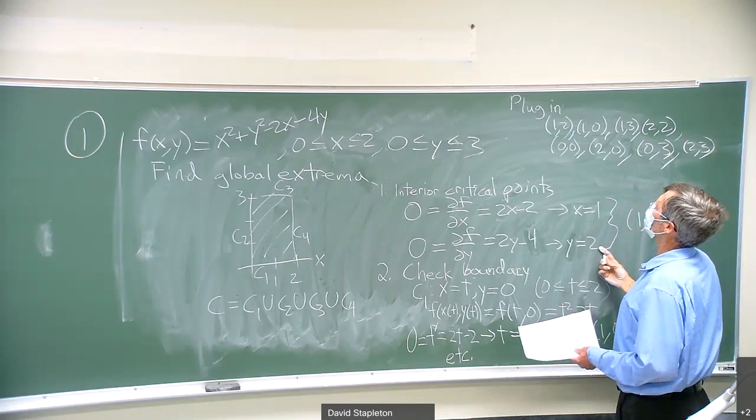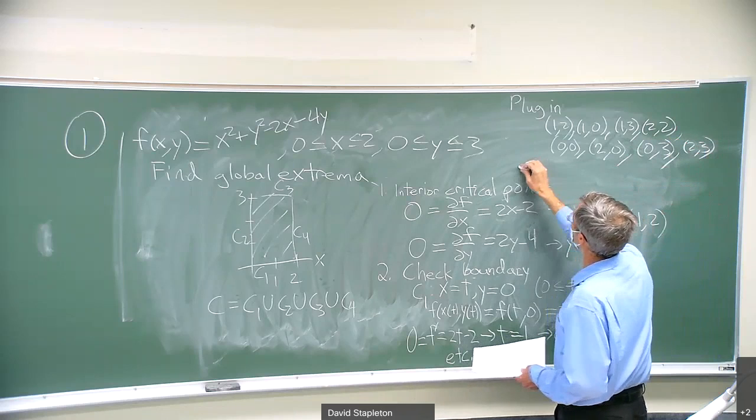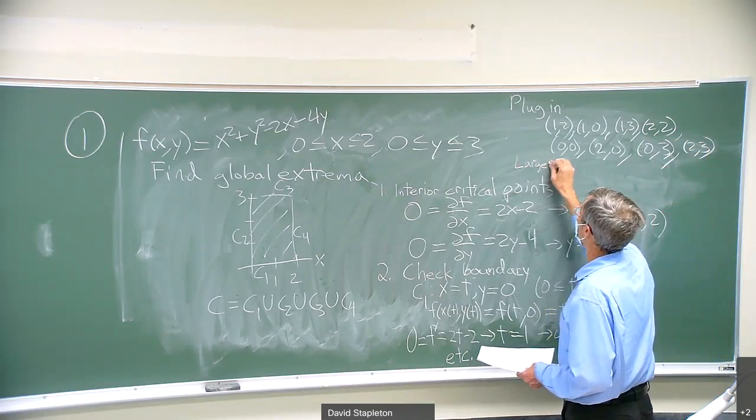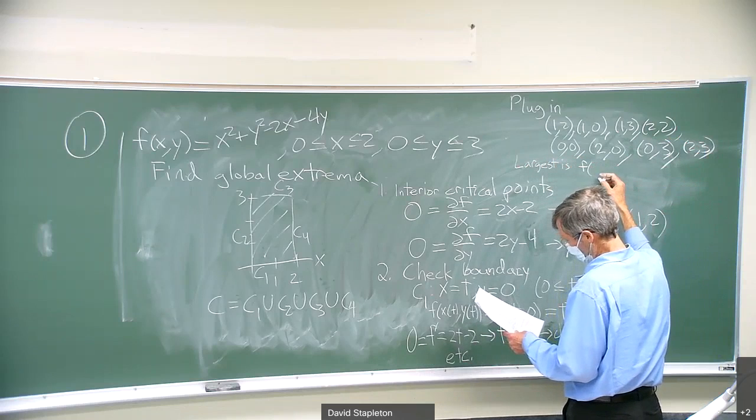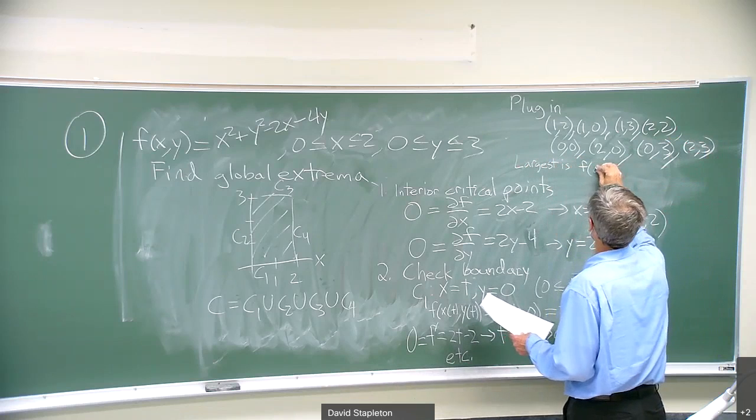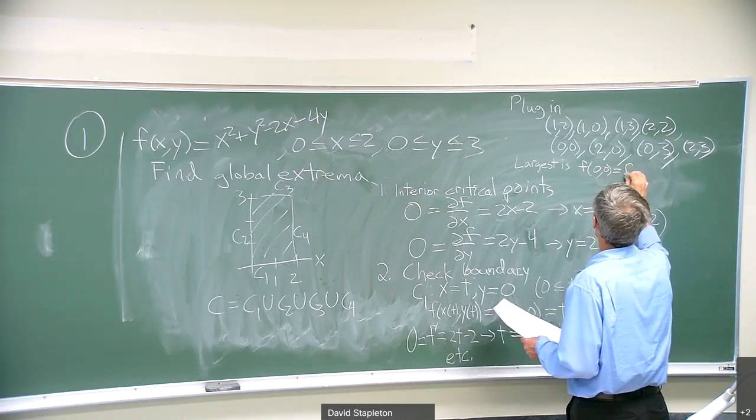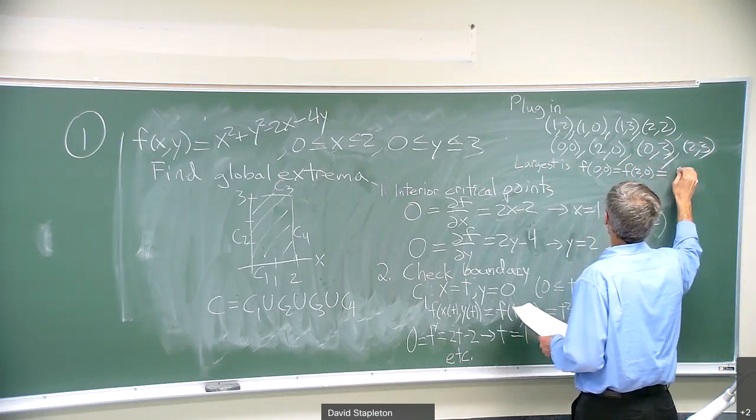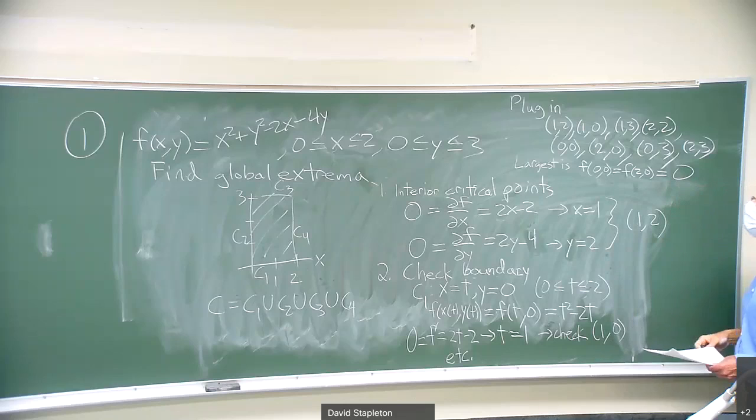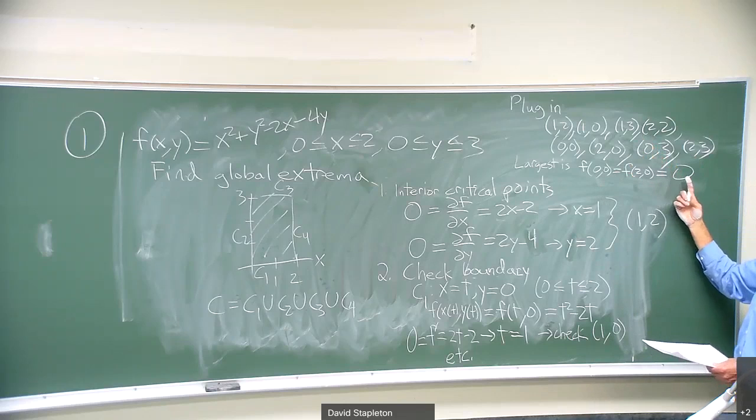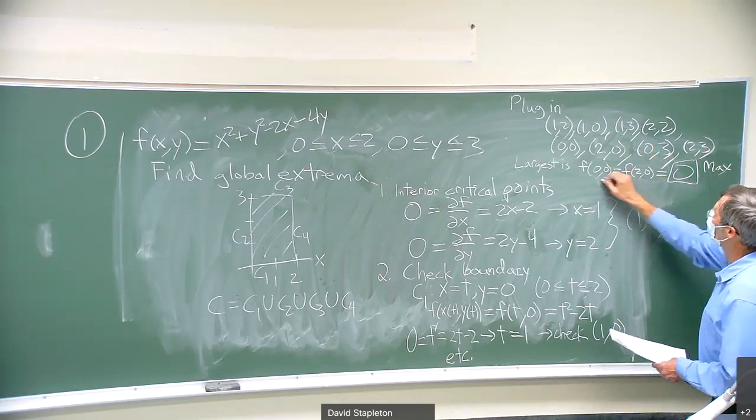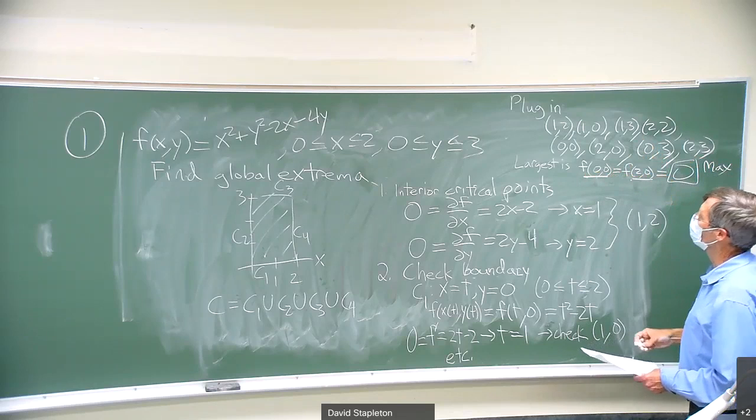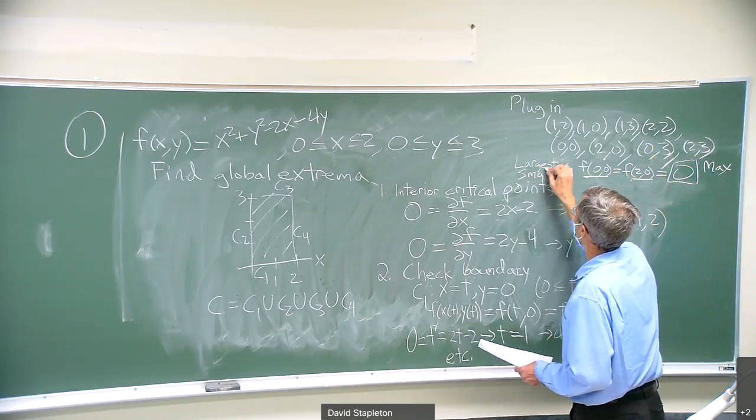And the largest is the absolute maximum, the smallest is the absolute minimum. The largest by plugging in is the maximum, f of (0, 0) and (2, 0). Both gave a value of 0. That's the largest this function could be over that whole region. So by plugging in all these points, the largest value you ever get is 0, and it occurs at both of these points, (0, 0) and (2, 0). The smallest is the absolute minimum.